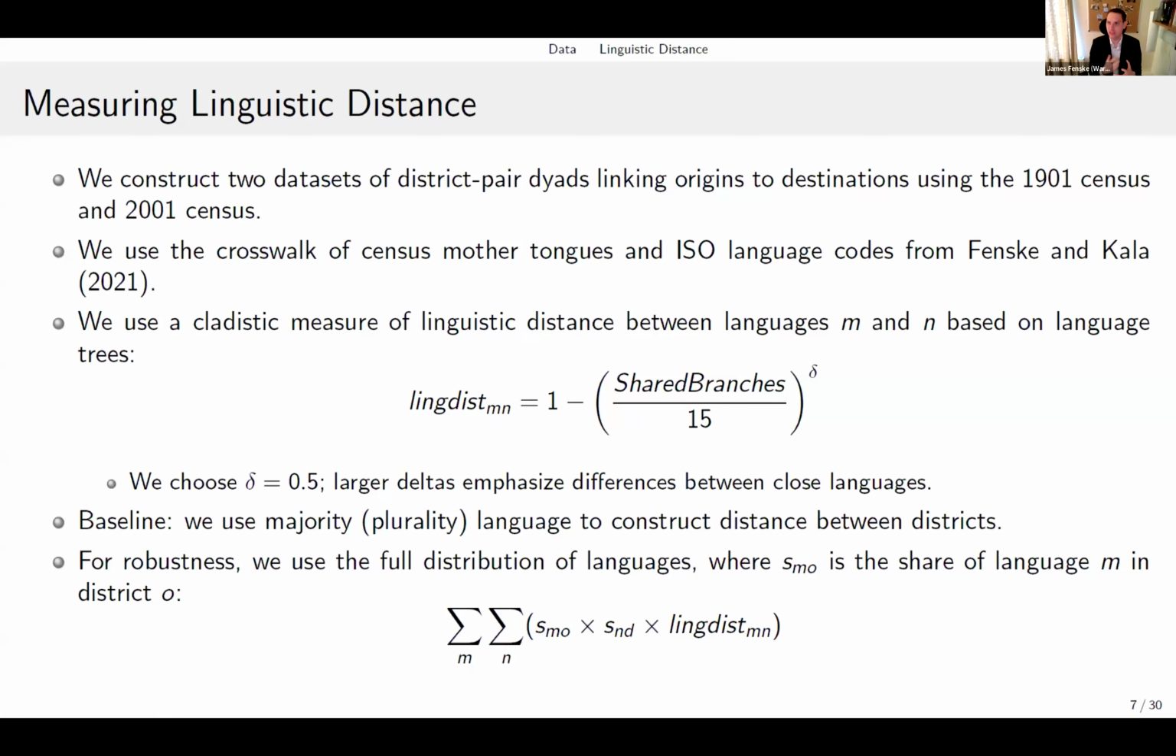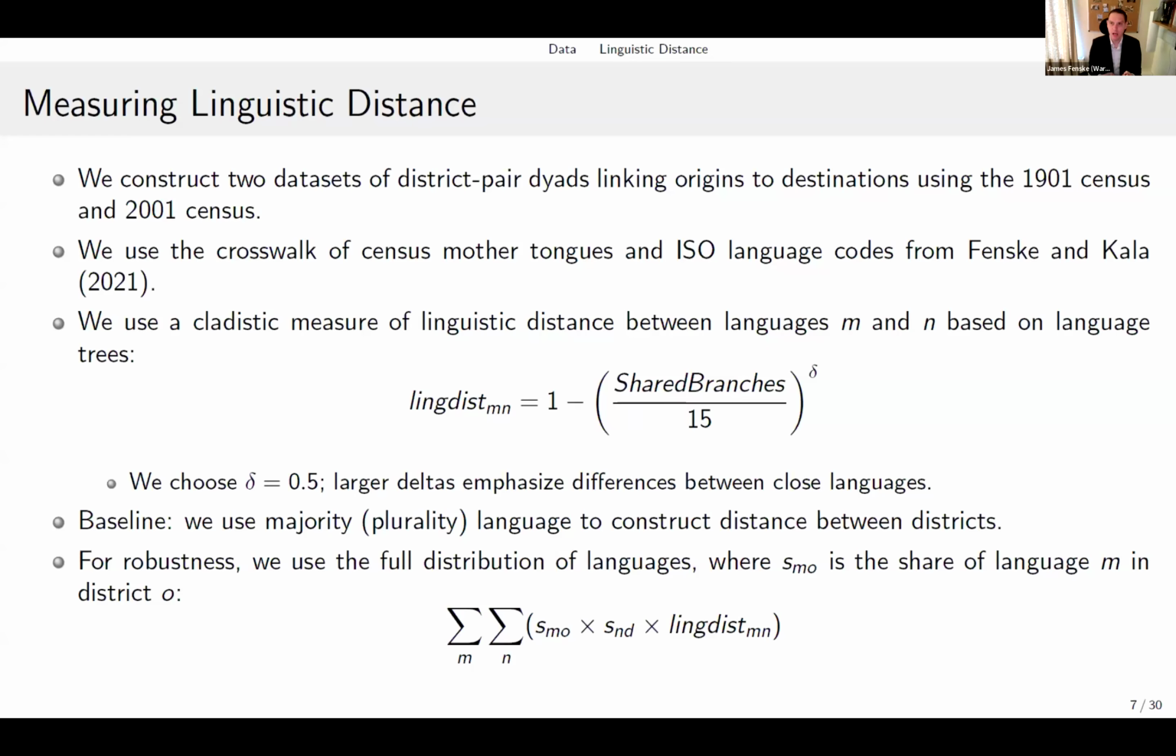In order to measure how dissimilar languages are, we're going to measure how many branches in common they have in a language tree. So for example, Hindi and Tamil, one is Indo-European, one is Dravidian, they're going to have no branches in common. Whereas Hindi and English are going to have one branch in common because they're both Indo-European. Hindi and Farsi are going to have two branches in common. Hindi and Punjabi are going to have three branches in common. And so the more branches you have in common, the more similar you are.